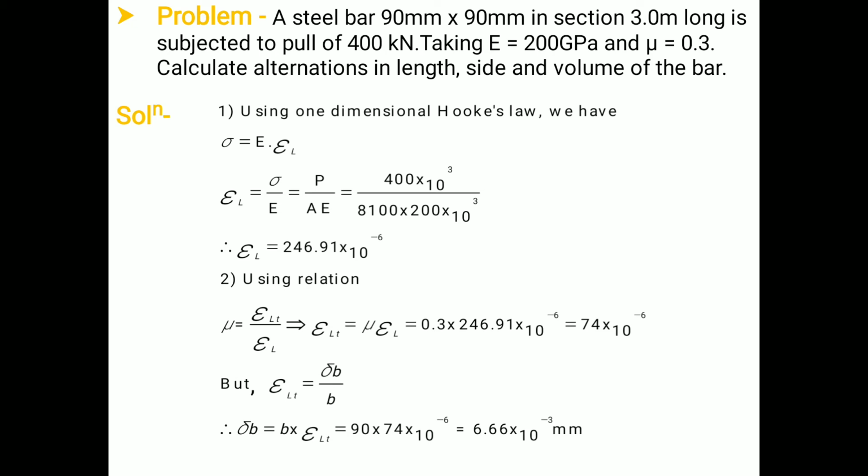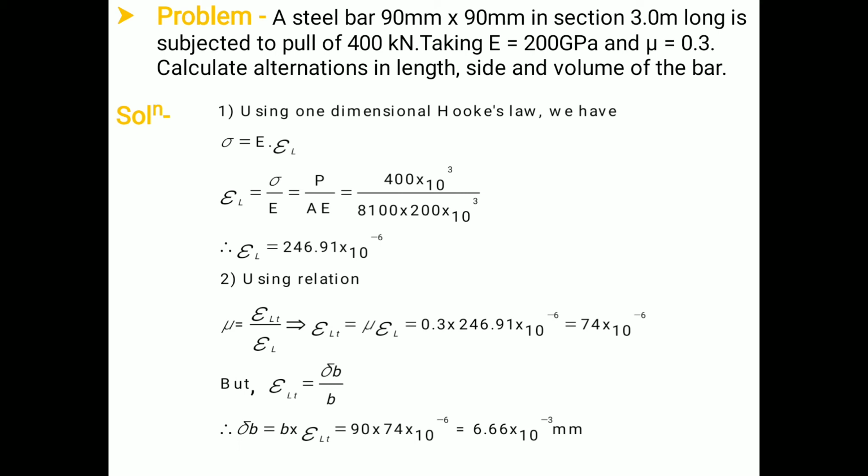is subjected to an axial pull of 400 kilonewton, which means it is a tensile force acting over the bar. The value of E is 200 GPa and mu is 0.3. Now, how to calculate the change in its length, its side, meaning its lateral dimension, and the change in volume.